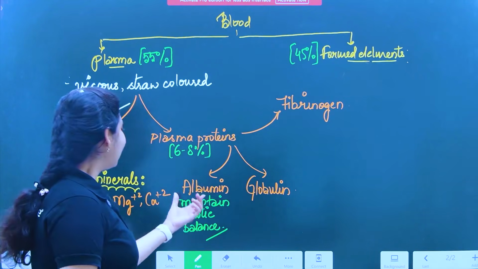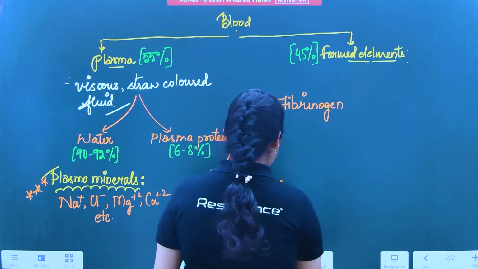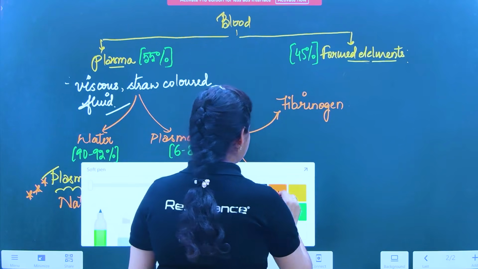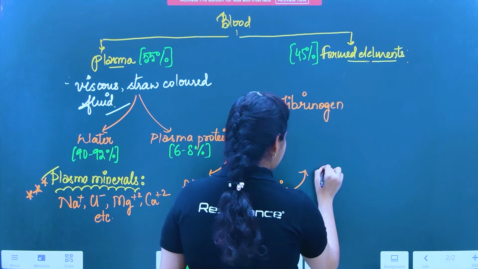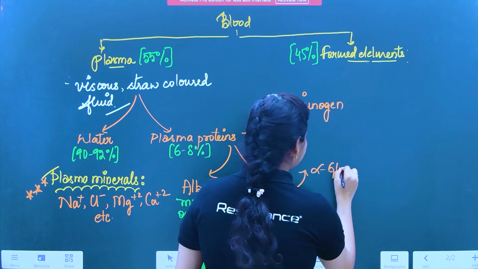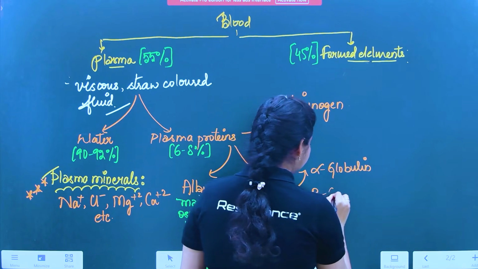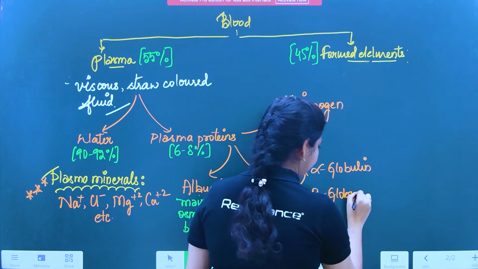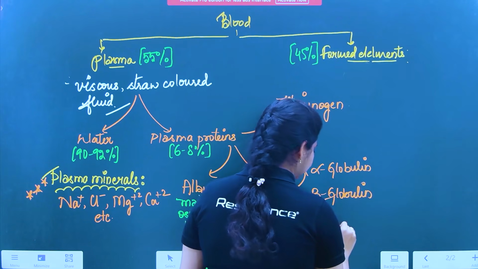Yes. Okay. Next, moving on to globulin. Globulin is again of three types: alpha globulin, beta globulin, and gamma globulin.